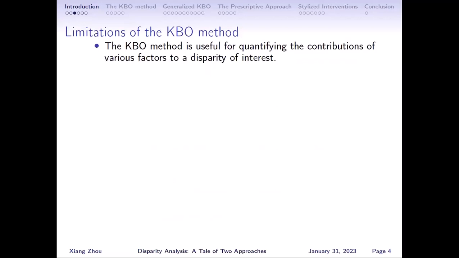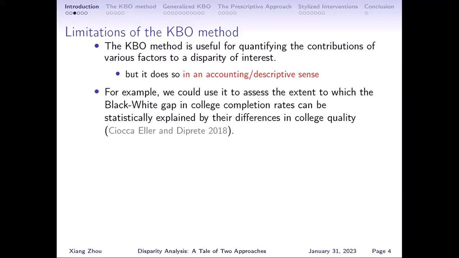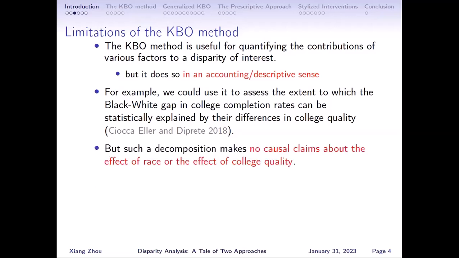And the KBO method is very useful for quantifying the contributions of different factors to a disparity of interest. But it does so in a demographic, accounting, or descriptive sense. For example, we could use it to evaluate the extent to which the black-white gap in college completion rates can be statistically explained by their differences in college quality, right? But such a decomposition makes no causal claim about either the effect of race or the effect of college quality.